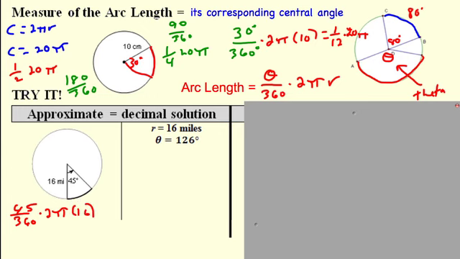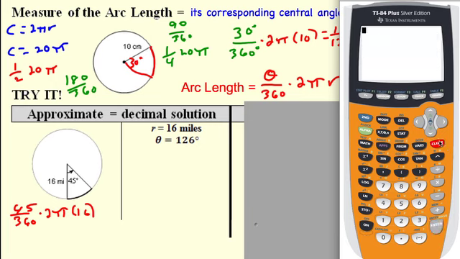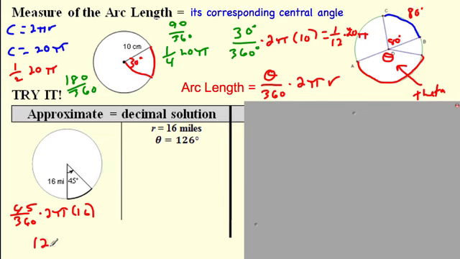It says approximate, so I can go to my calculator. I love when it's approximate. You just type it in: 45 divided by 360, times 2, times pi. You can use the pi button, or 3.14. Times the radius, 16. That is approximately 12.56. So really, this is 12.56 miles. If you were going to walk from here to here, that would be 12.56 miles.